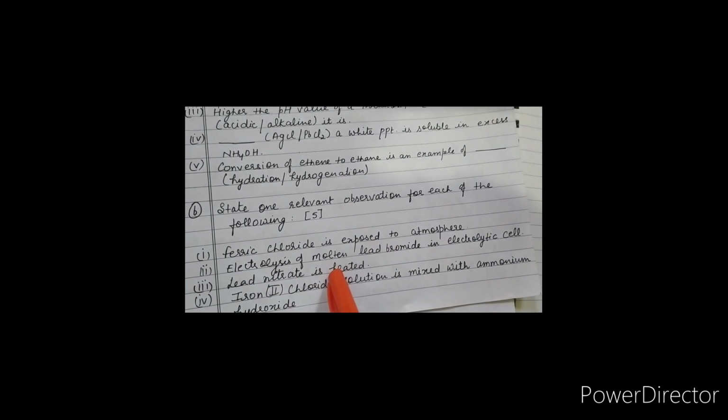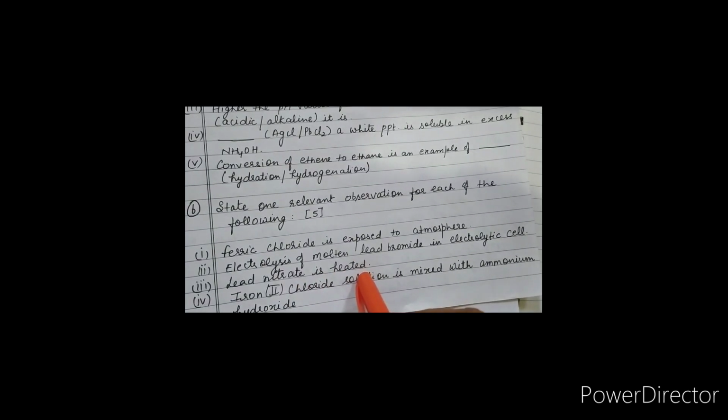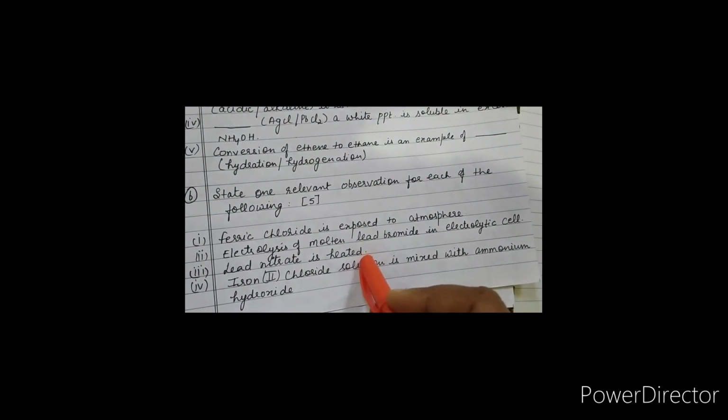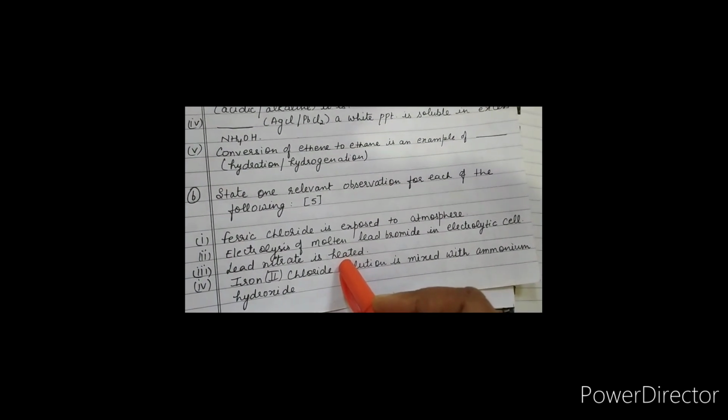Lead nitrate is heated. If you remember the equation of lead nitrate, you get three products on the thermal decomposition of lead nitrate, that is lead monoxide, nitrogen dioxide and oxygen. So you can write any one observation, either a buff yellow monoxide is formed, or a buff yellow residue is left behind, or a reddish brown gas is evolved.